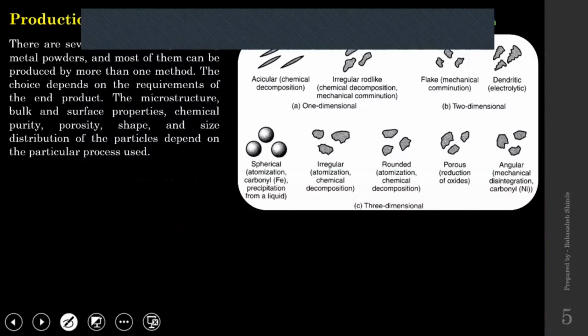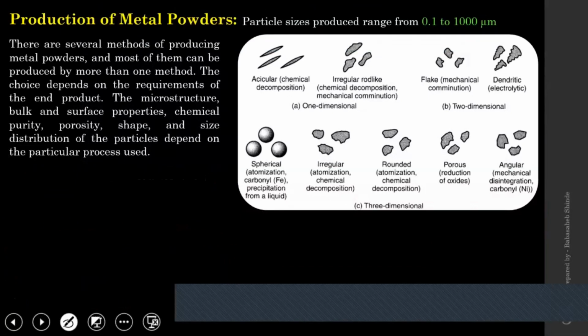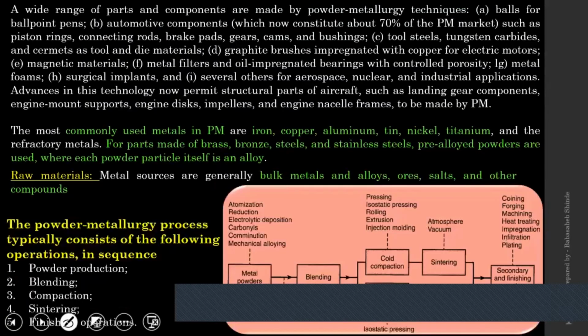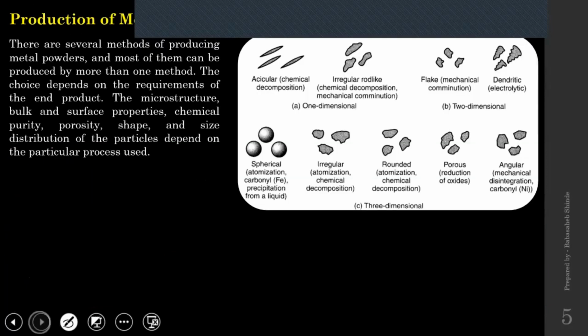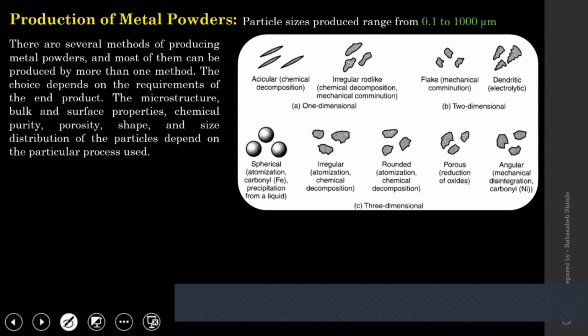Okay, next, production of metal powders. So now we have discussed the various steps associated with metal powder processing, and we are going to discuss each individual step. First is getting the metal powders. Before talking about the techniques used to get the metal powders, let's discuss the characteristics of the metal powder.